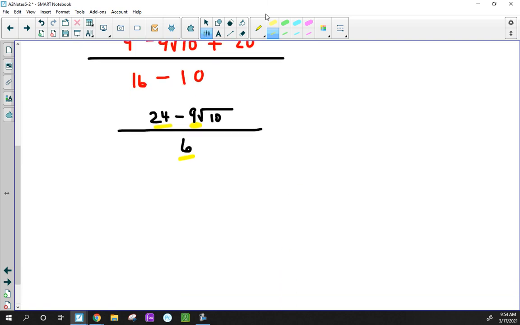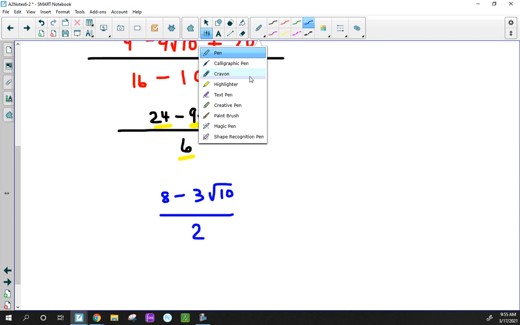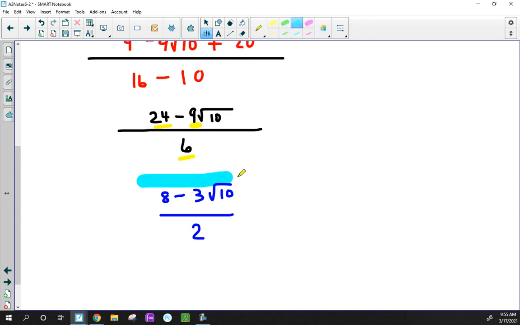Okay, so we've got one more thing to take care of. What number divides into 24, 9, and 6 at the same time? And that should be 3. 3 goes into 24, 8. 3 divides into 9 3 times. Never change your radical, just copy it down. And 3 divides into 6 2 times. So this is a better answer than the previous one. And I'm going to stop right there.